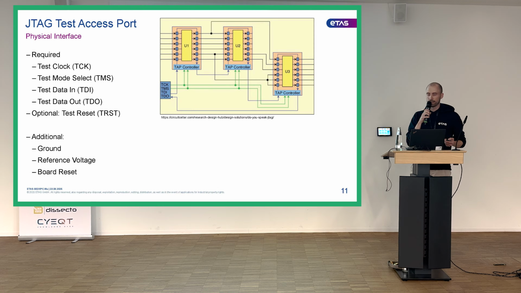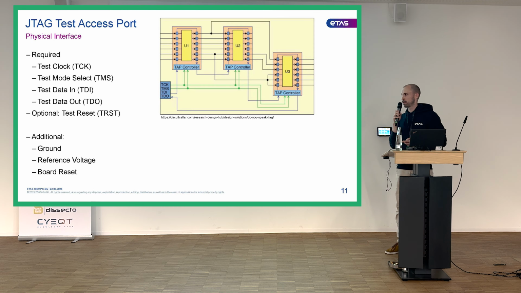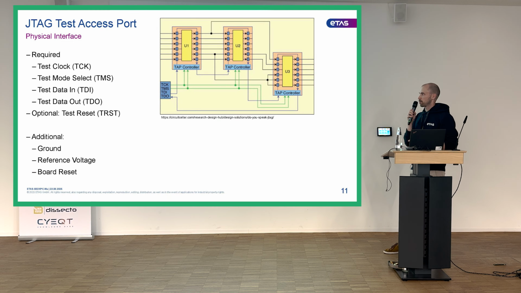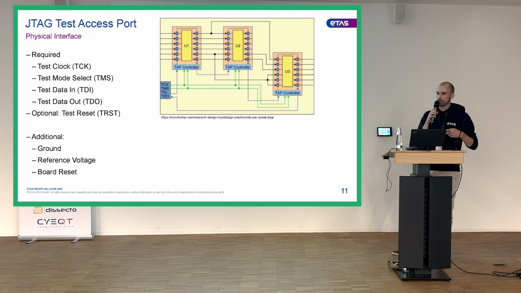So what physical signals do I need? We've already seen some of them. One thing that we haven't talked about is the test clock. JTAG is a synchronous protocol, so I always have a clock, and everything that happens, happens on a rising edge, and we'll see that in a second. I have test mode select, with which I control the state machine. And then when I want to input new data into the instruction or the data register, I use test data in, and the data that was in these registers comes out of test data out.